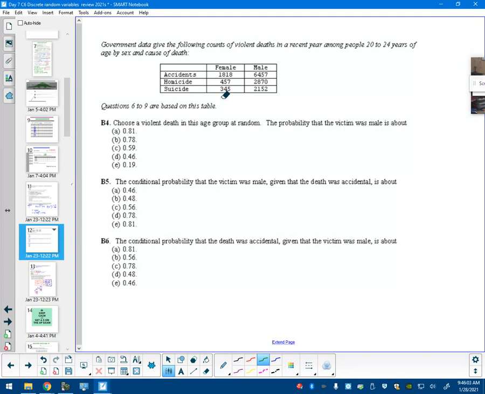The total is 13,999 for all of the deaths. Wait, no, for the male? No, for all of them. Yeah, for all of them. Okay. And then the male one is 11,479. Okay. And do you have any of the others? You don't really need that. Okay. Choose a violent death. So 13,999 is in the bottom. The probability that they're male is 11,499.